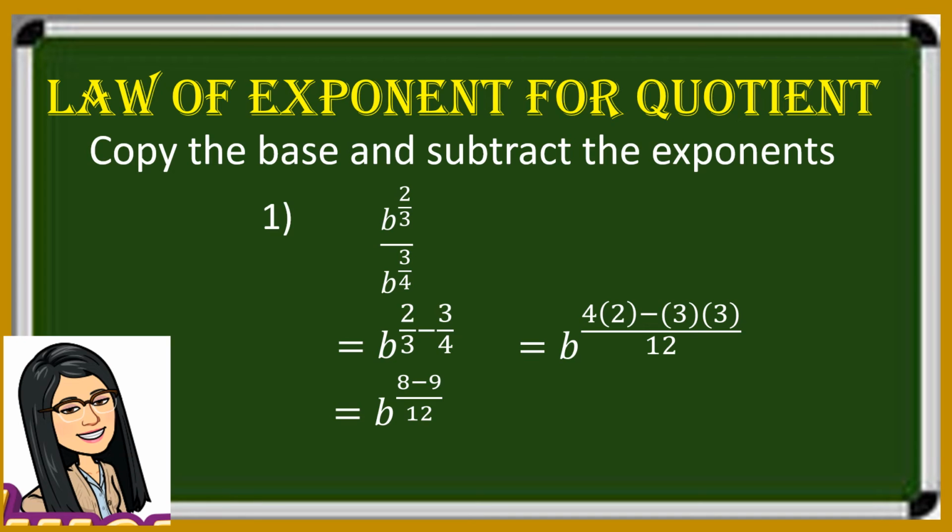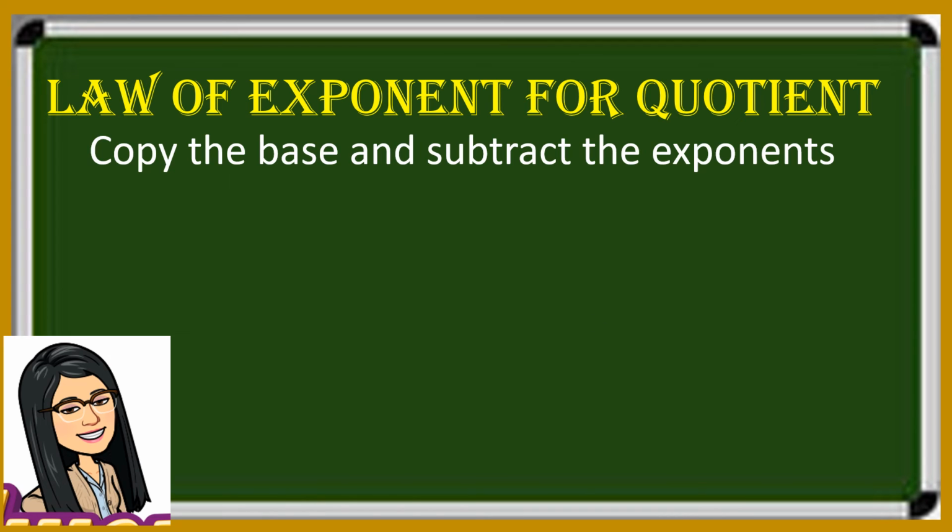And 8 minus 9 is -1. Then, we will arrive at b raised to -1 over 12. And since the result is a negative exponent, we have to take its reciprocal. So 1 over b raised to 1 over 12. This is the simplest form. See the pattern in simplifying. Let us have more examples.